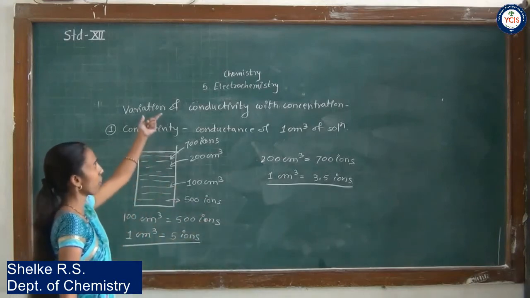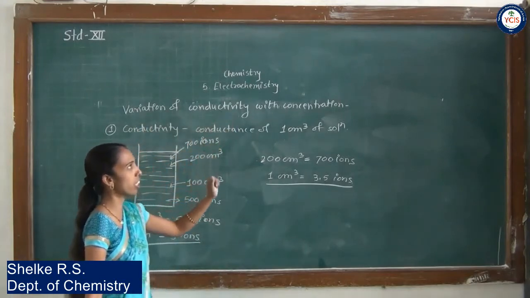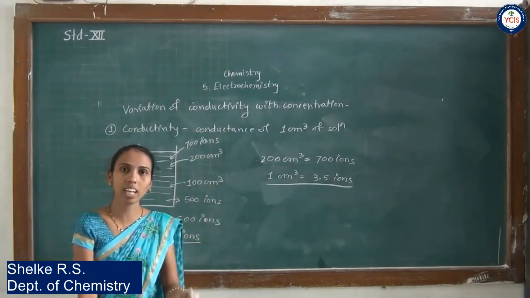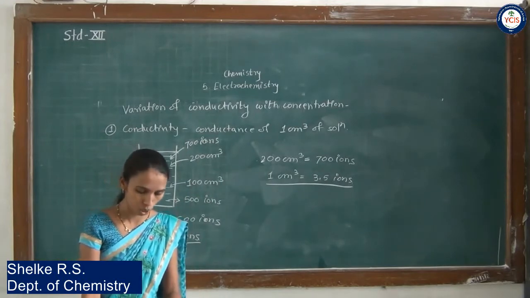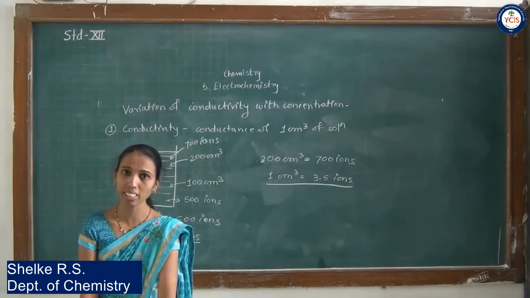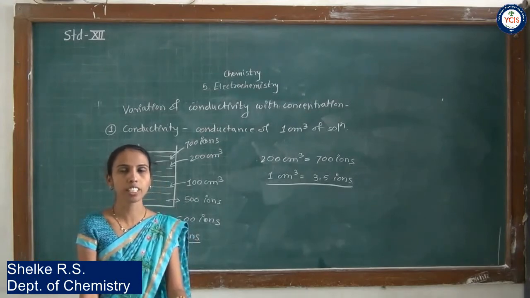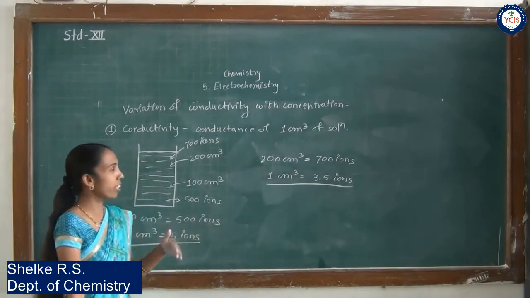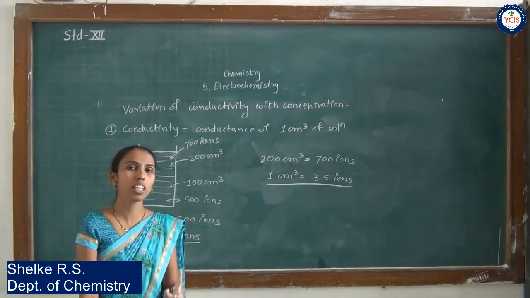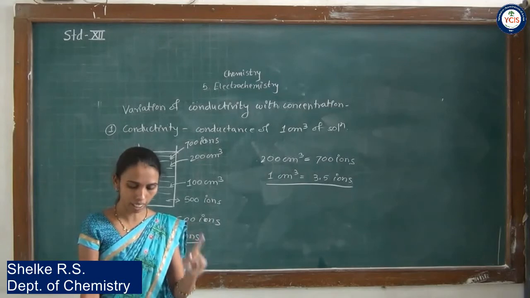Means what is the variation of conductivity with concentration? As you are increasing the dilution, the conductivity of the solution will decrease. So here means you are decreasing the concentration. Dilution increase करतोय म्हणजे concentration काय करतो आपण कमी करतो. Means as you are increasing the dilution, the conductivity of the solution will decrease. That is the main point.